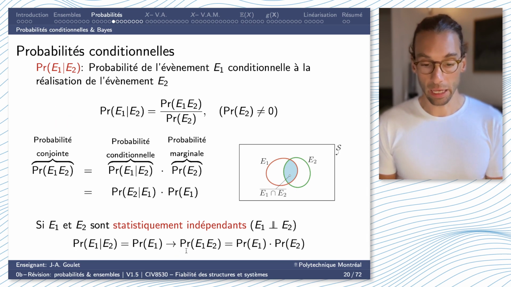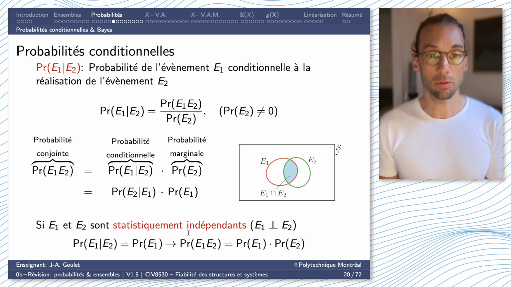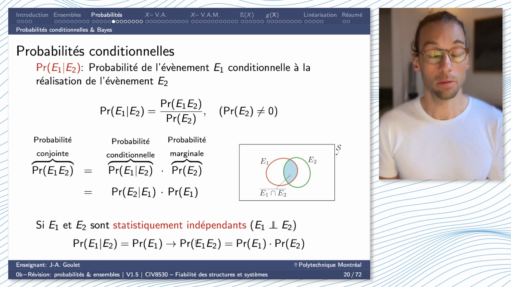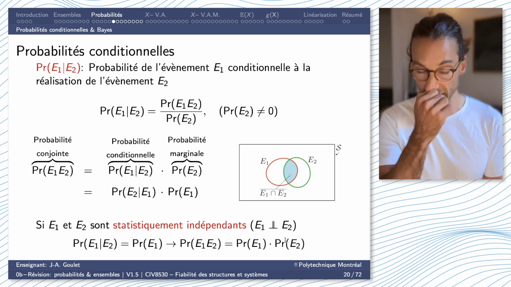So if I have this statistical independence, I can represent the probability of the joint event E1 and E2 as the product of the probability of each of the events taken separately.